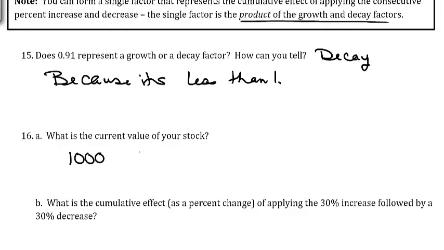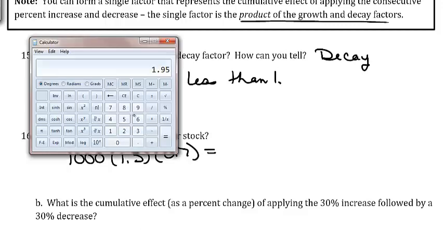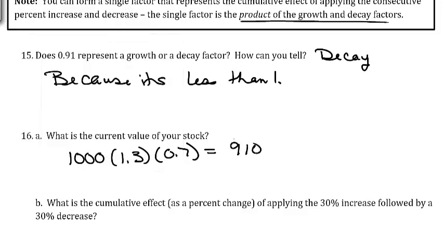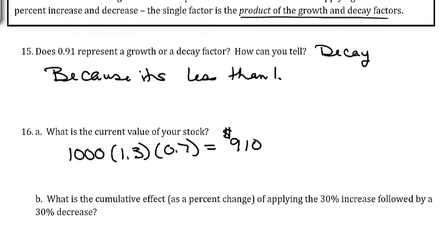So we had $1,000 was how much our stock was worth, and then it grew by 30%, so that's an increase of 30%, or a growth factor of 1.3, and then it decayed by 30%, so we'd multiply that by 0.7. So in our calculators, we take 1,000 times 1.3 and then times the 0.7, and we end up with 910. So the current value is $910.